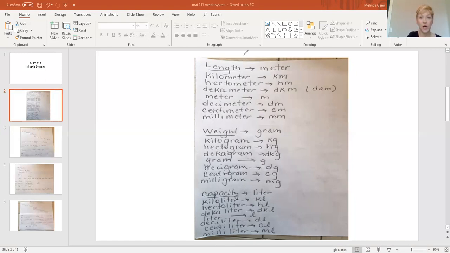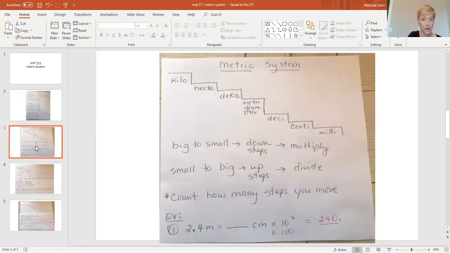Let's get the pointer off and go to the next slide. Now notice what I did. I basically just wrote the prefixes down, because the prefixes are the same whether you're doing length, capacity, or weight. They go big to small: kilo, hecto, deca, and then if you're doing weight, it would be gram, capacity is liter, length is meter, and then deci, centi, and milli. Just like before with the English system, when you're going big to small, you multiply, and small to big, you divide.